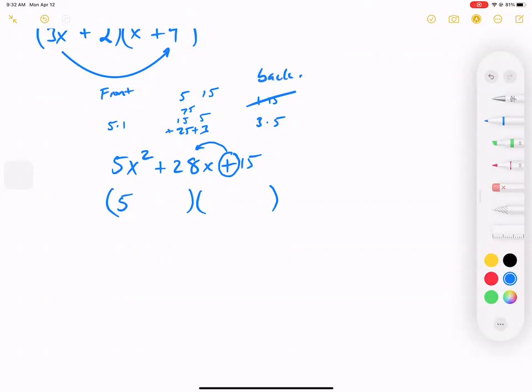So we know for the front, 5x and x. Now what do you think goes in the back? We said 3 and 5 work, right? 3 and 5. But you have to make sure, is it 5 and 3 or 3 and 5? Because those look totally different.